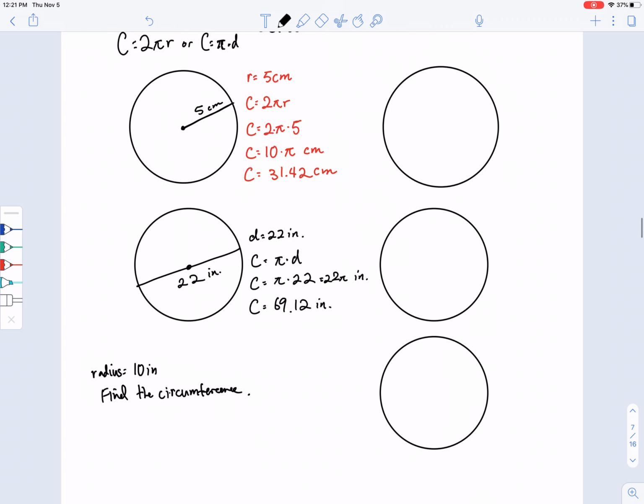I'm going to use the same formula. I'm going to use C equals 2 pi r. My radius is 10, and I'll plug that in. C equals 2 times pi times 10. With that, I'm going to multiply the 2 and 10 together to get 20 pi, or approximately 62.83 inches. And that's the circumference.